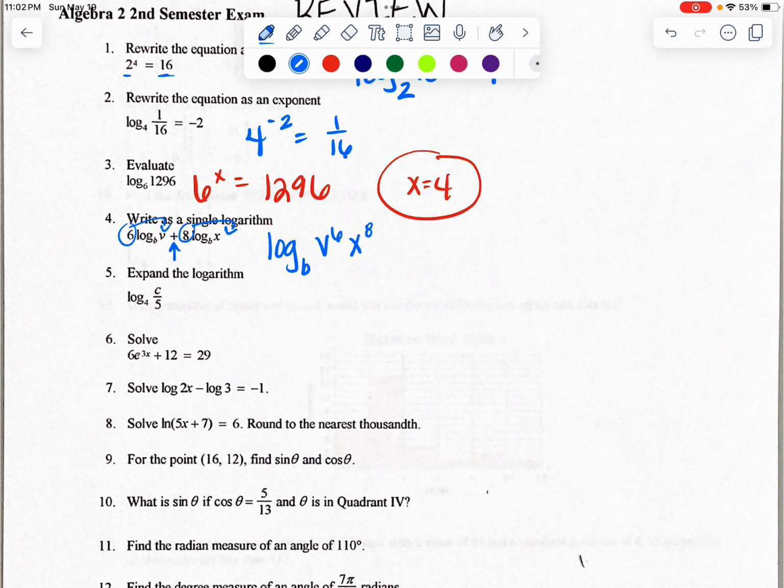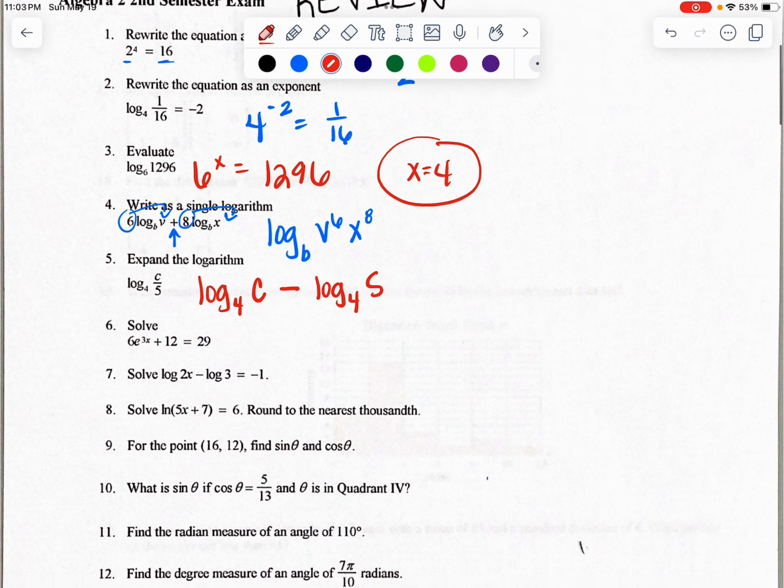Number 5 is the same thing but backwards. I don't have any exponents on this one, so I don't have to worry about the power property. And obviously I'm dividing, so that goes with subtraction. So that's going to be log base 4 of c minus log base 4 of 5. So expanding it creates more logarithms, and condensing it, you're writing it as a single logarithm.